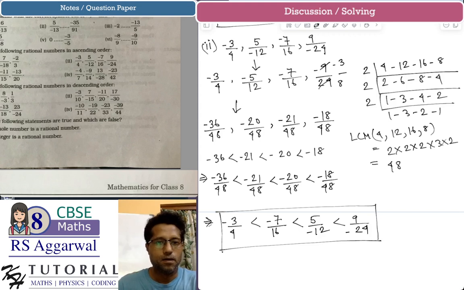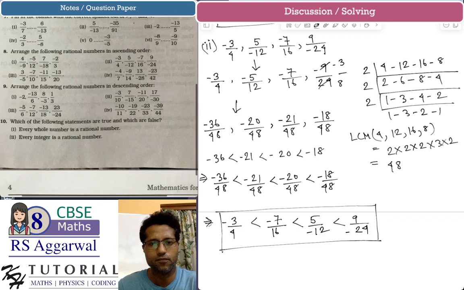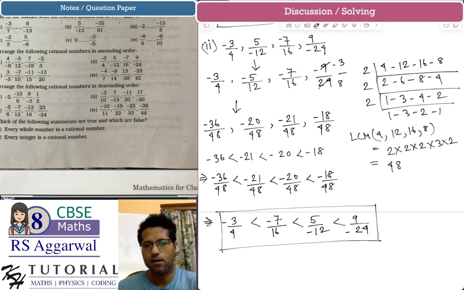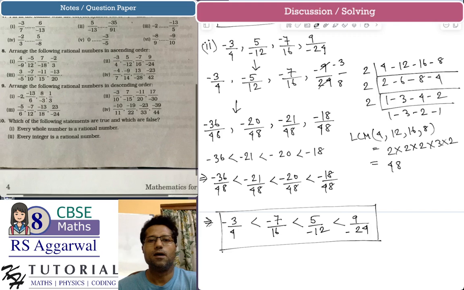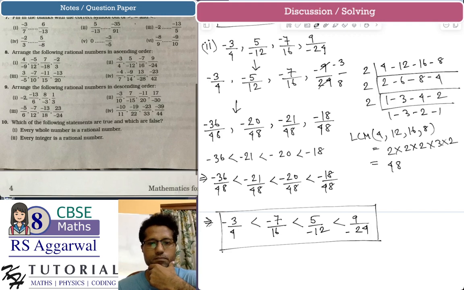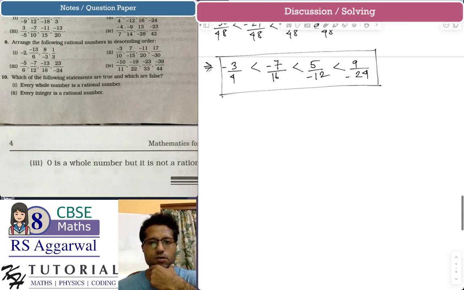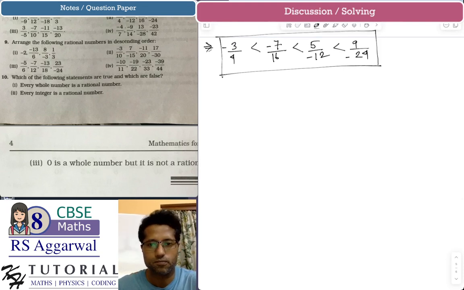Okay. I do not think I should be doing 3 and 4, because you already got an idea of the concept or steps applied in arranging given rational numbers in ascending order. Now let's do question number 9. Let's do two parts from question number 9.